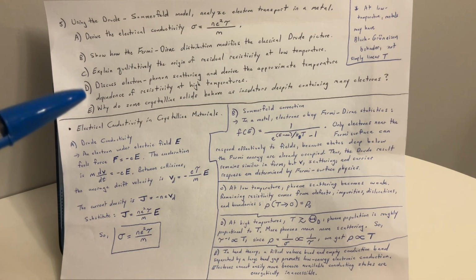And part E, why do some crystalline solids behave as insulators despite containing many electrons? In band theory, a filled valence band and empty conduction band separated by a large band gap prevents low energy electronic conduction. Electrons cannot easily move because available conducting states are energetically inaccessible.